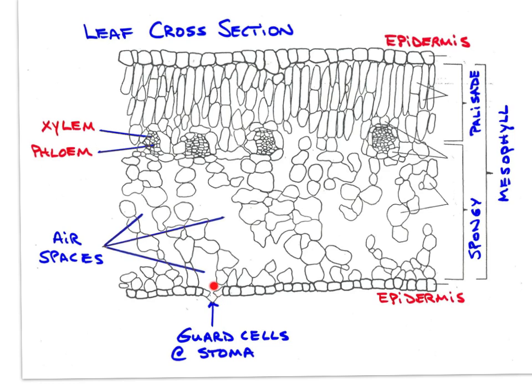Now, open stomata allow carbon dioxide into the leaf so that the CO2 can diffuse into these cells in the palisade mesophyll, and Rubisco, the carboxylating enzyme, can then join the carbon dioxide to RuBP. However, open stomata also allow water to escape the plant. This could be a problem in dry environments.